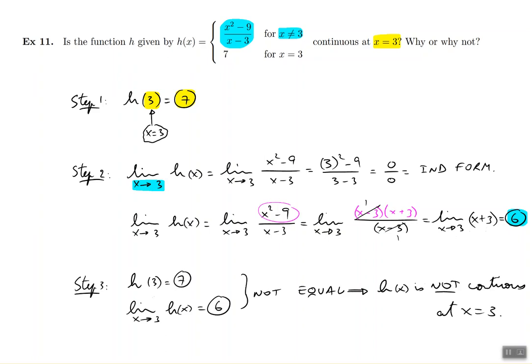Now let me ask you this in preparation for the next example. Is there a minor change that we can make in this problem so that the function becomes continuous? So if I give you an eraser and a pencil and I allow you to erase one little thing on the paper and replace it with a different number, can you make the function continuous?